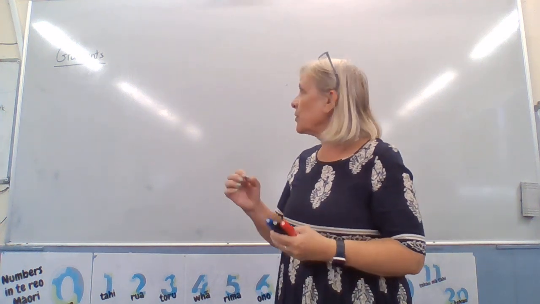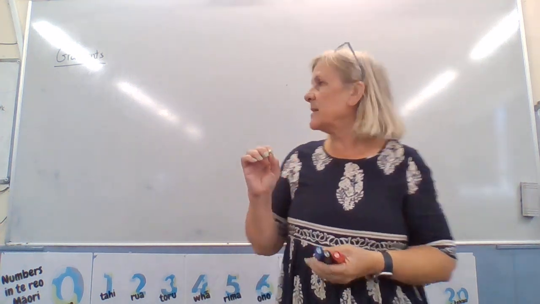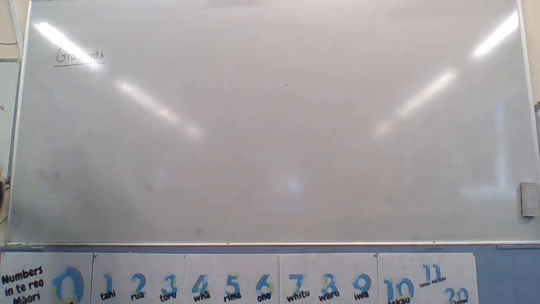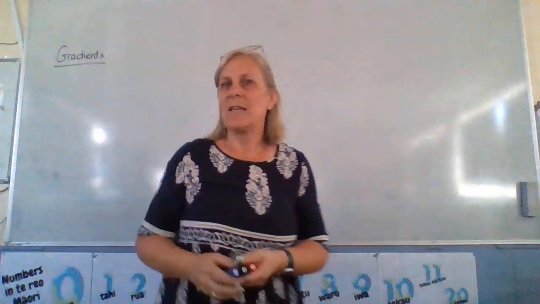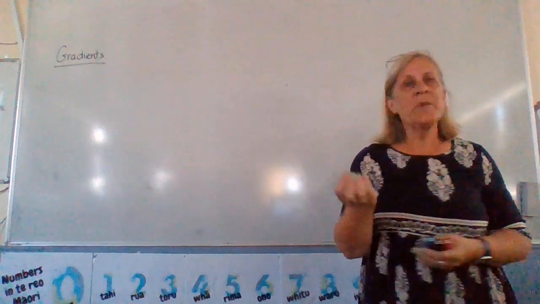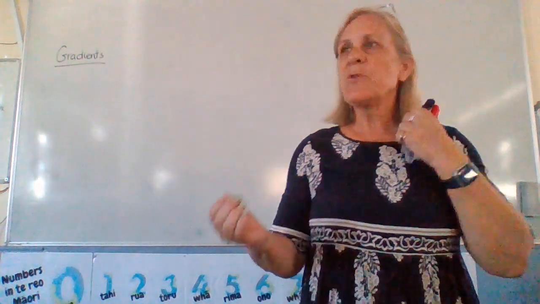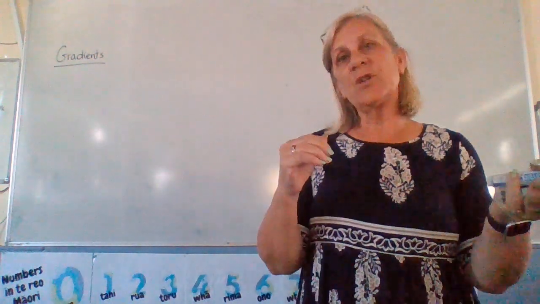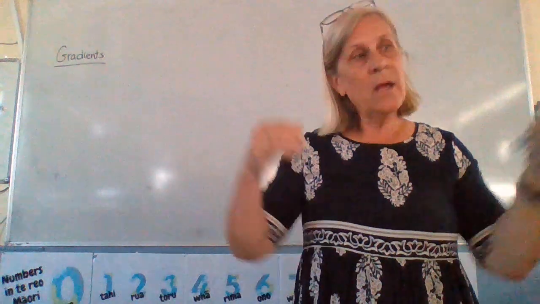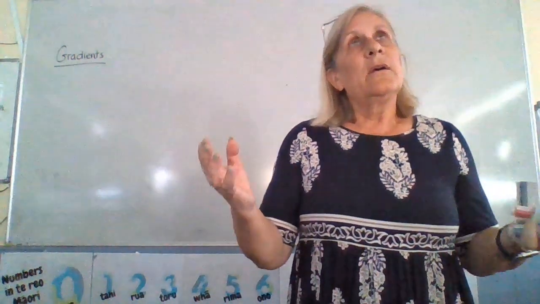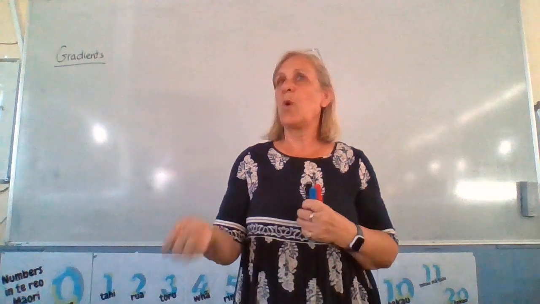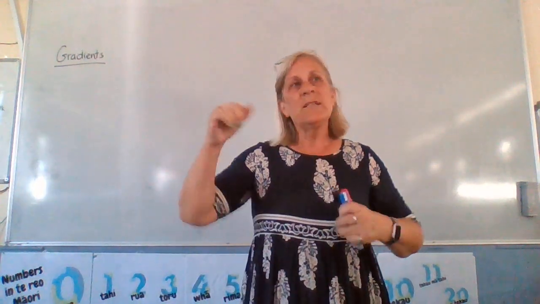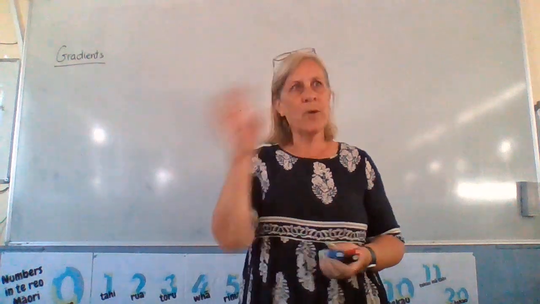So we're going to look at gradients today, and explicitly we're going to look at the formula for finding a gradient. So up till now, when we've done gradients, we've looked at y equals mx plus c, and the fact that we start at a y point on the y-axis and we move a gradient. So that gradient, can anybody tell me how that gradient moved?